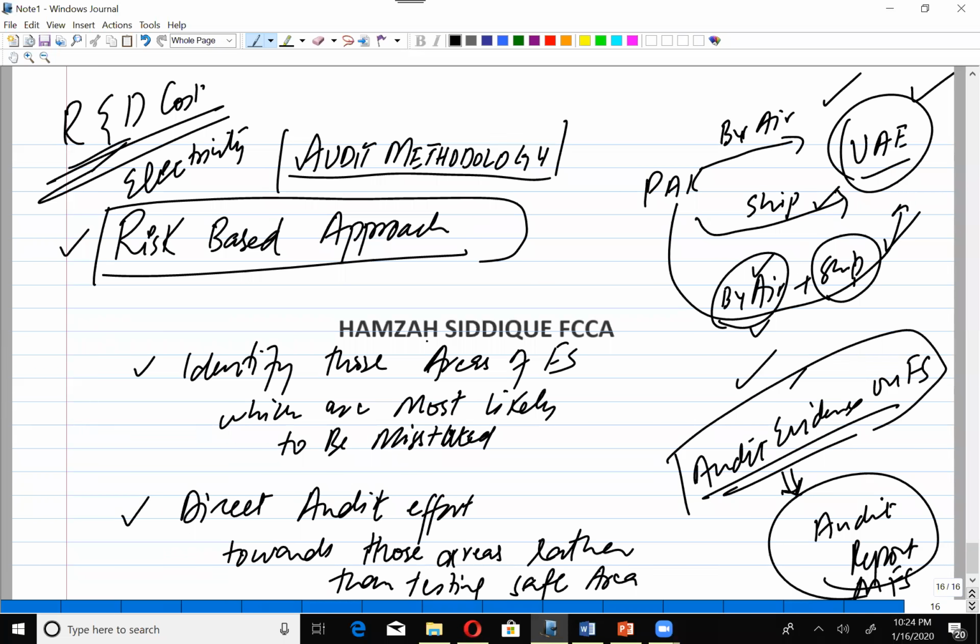So students, this is called risk-based approach. The auditor will identify all those areas where the risk of misstatement is high and will direct most time over there, rather than testing safe areas. This is called risk-based audit approach.